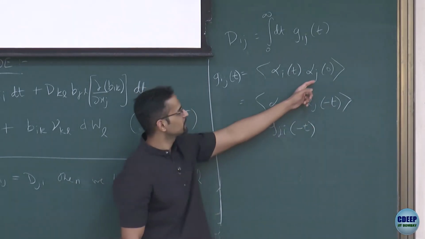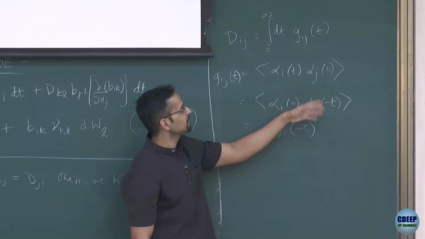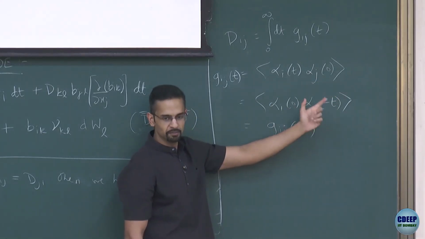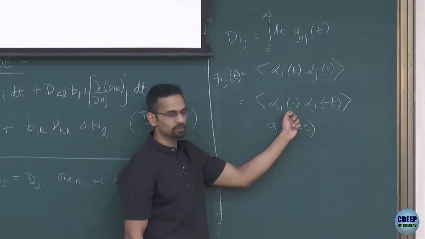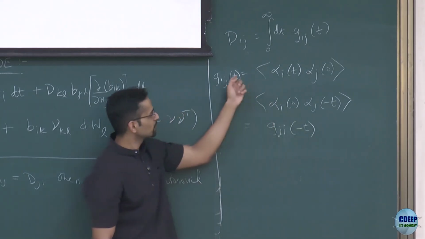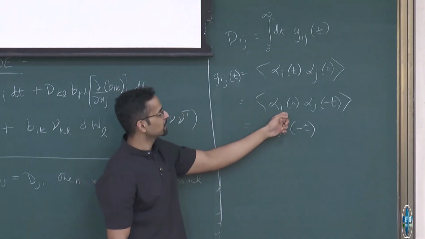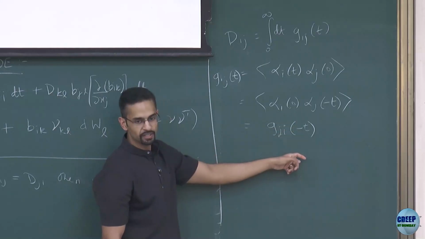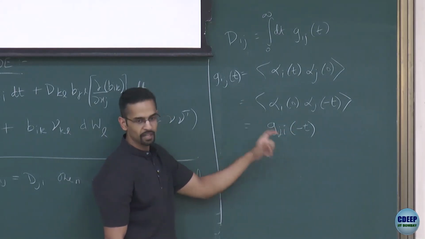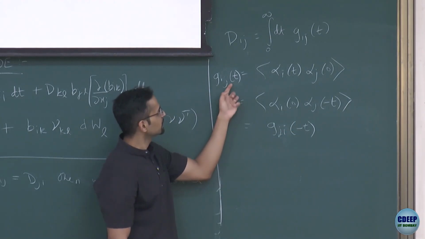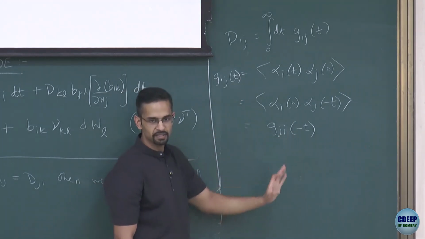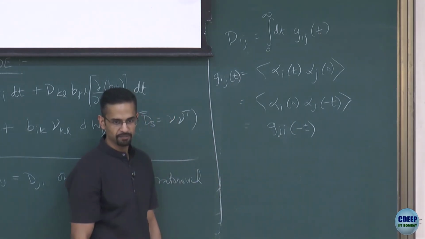Because what I'm doing is saying I is taken at a future time compared to j by an amount t. That is true here also. But when I go back to the definition, I must remember that the second index is evaluated at 0. The first index is evaluated at the argument of time. So therefore, Gij at t is Gji at minus t. So you have to do both things.